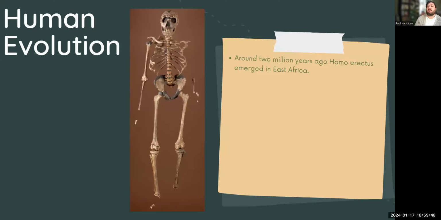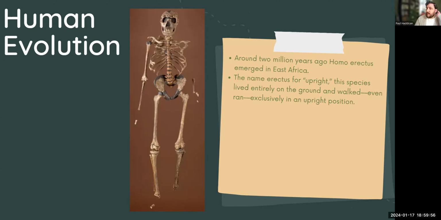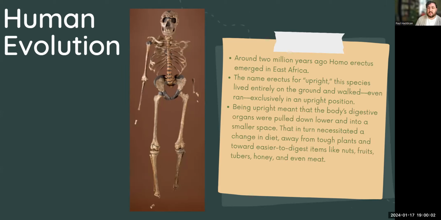Then finally, around 2 million years ago, we get Homo erectus, here in the skeleton in East Africa. So the name erectus for upright. This species lived entirely on the ground, walked and ran exclusively in an upright position. And because of that, their actual bodies, their interior organs, their internal structure changed from the weight and the gravity of being upright all of the time.